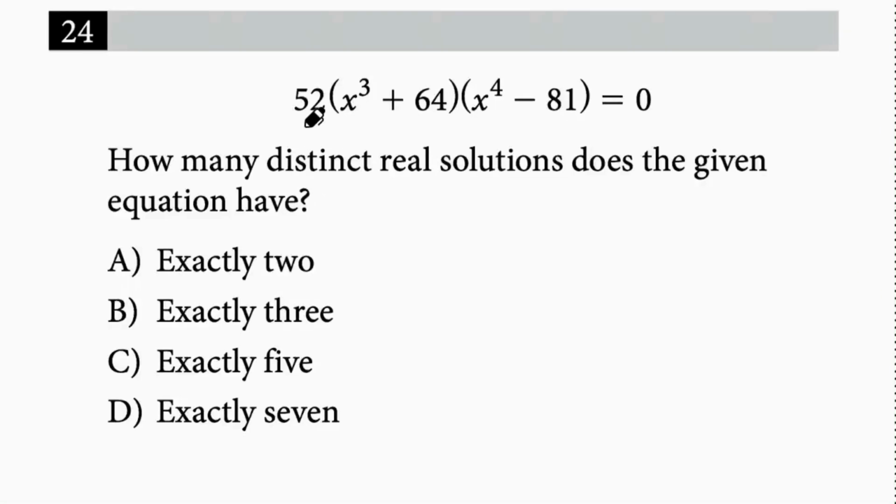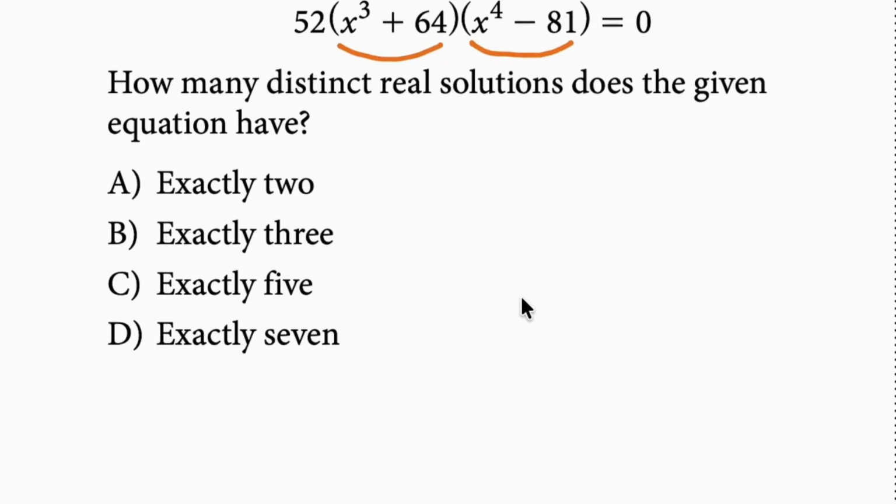Question number 24, 52. One factor is x cubed plus 64. Another one is x to the power 4 minus 81 is equal to 0. How many distinct real solutions does the given equation have?